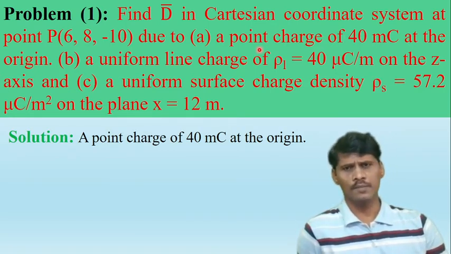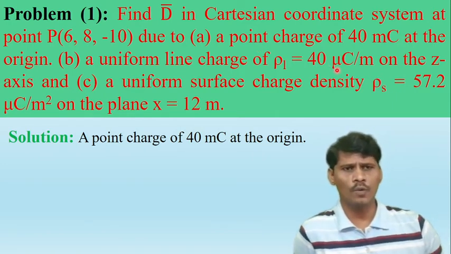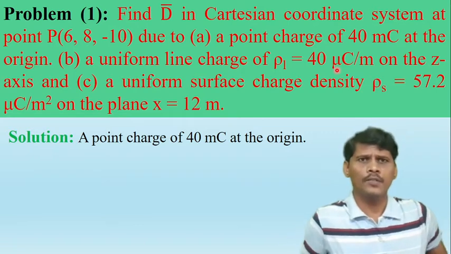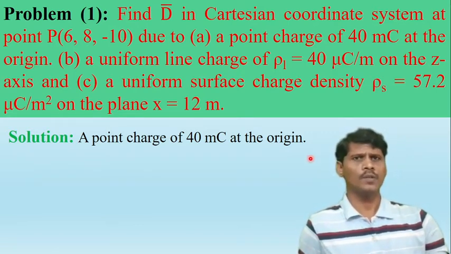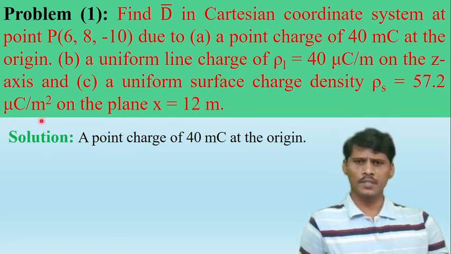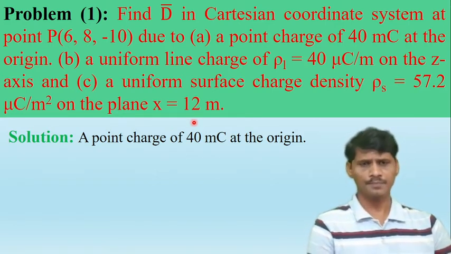at the origin. Second bit, a uniform line charge of rho L equal to 40 microcoulombs per meter on the z-axis. And third bit, a uniform surface charge density rho s equal to 57.2 microcoulombs per meter square on the plane x equal to 12 meters.